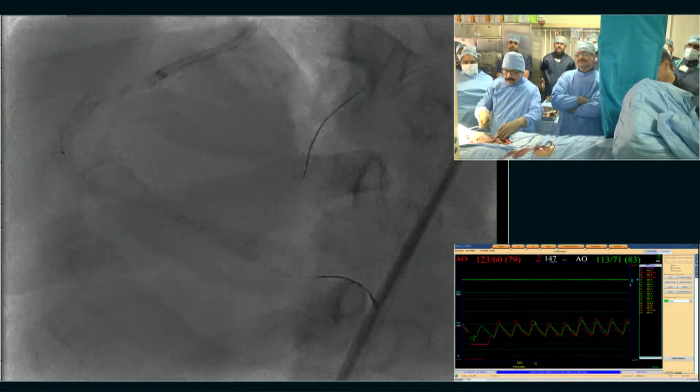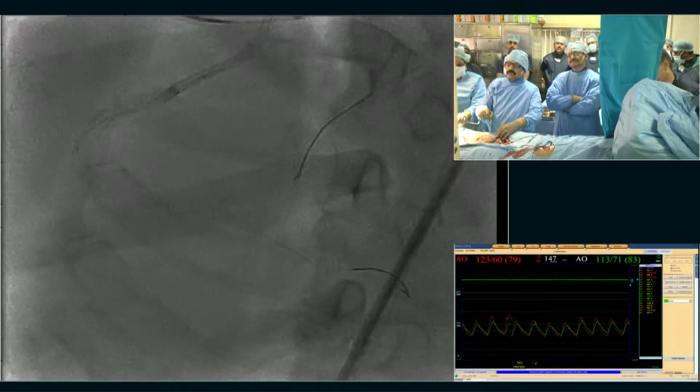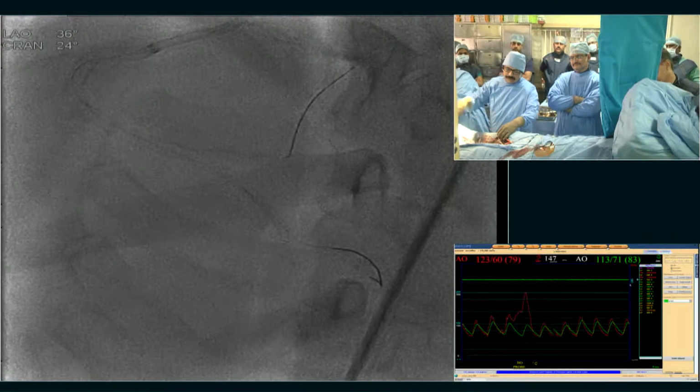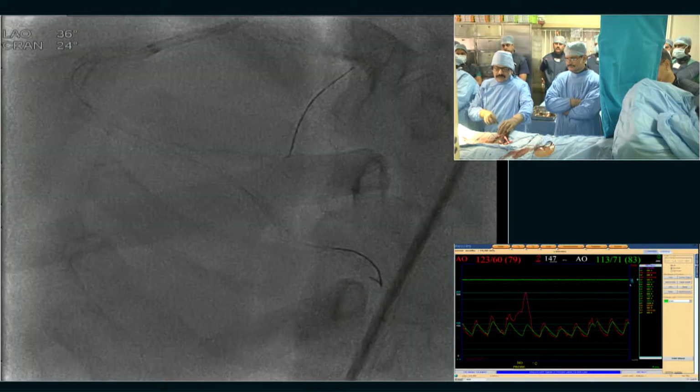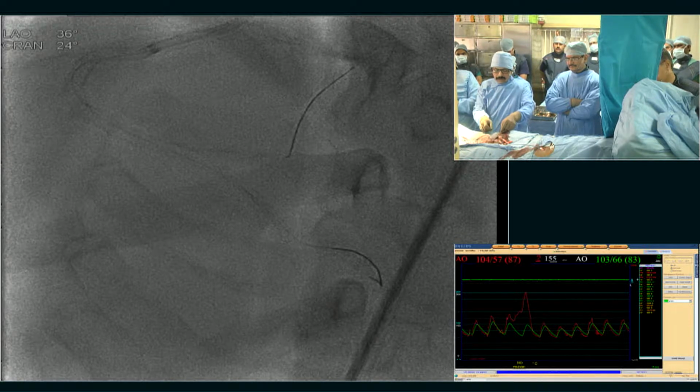So now we are doing the 3.5 balloon for the proximal part of the stent, which is a 3.5 stent. So we are doing for the ISR a DCB of 3.5 by 40.